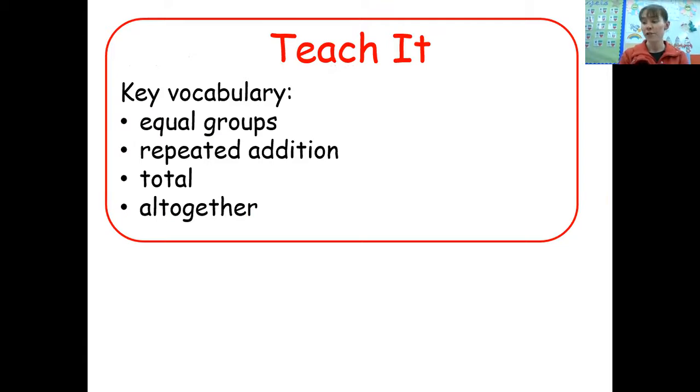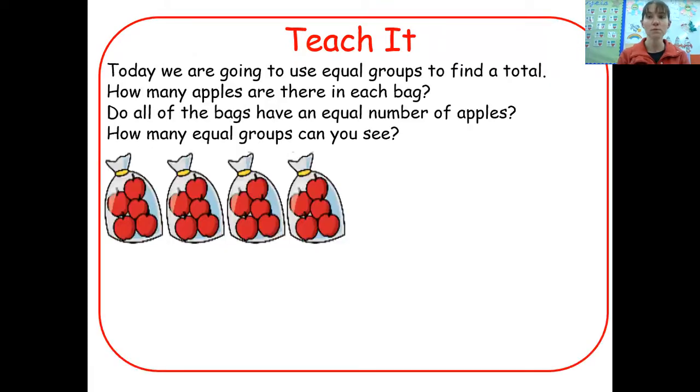So you might have, like we had at the start with my board, a 4, add 4, add 4, add 4. The total, how many all together? And all together is the same as the total. How many between all of the groups? Here's our next bit then. Today we're going to use equal groups to find a total.